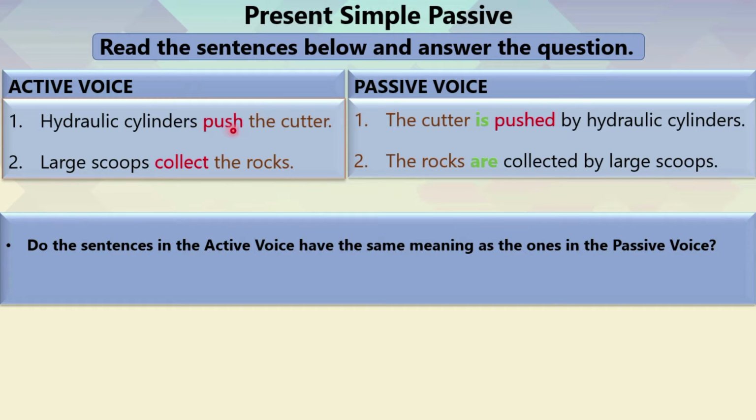Number 1, active voice. Hydraulic cylinders push the cutter. Passive voice, the cutter is pushed by hydraulic cylinders. Number 2, active voice. Large scoops collect the rocks. Passive voice, the rocks are collected by large scoops. Now, what is the answer? Very good. Yes, they have the same meaning.